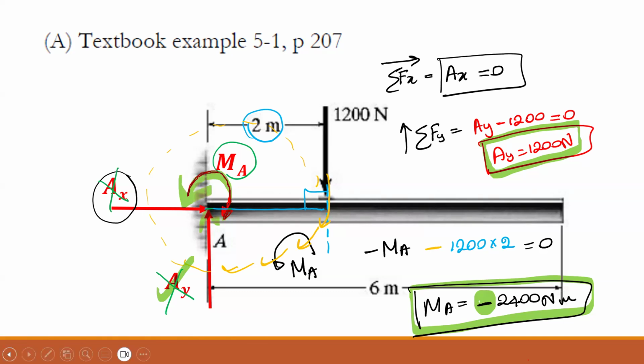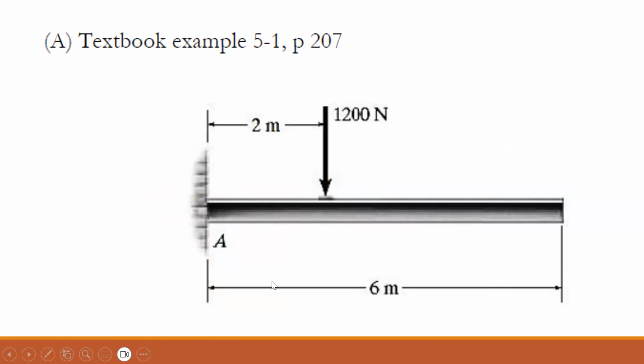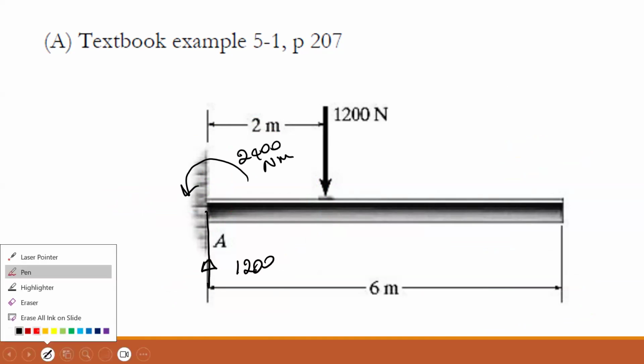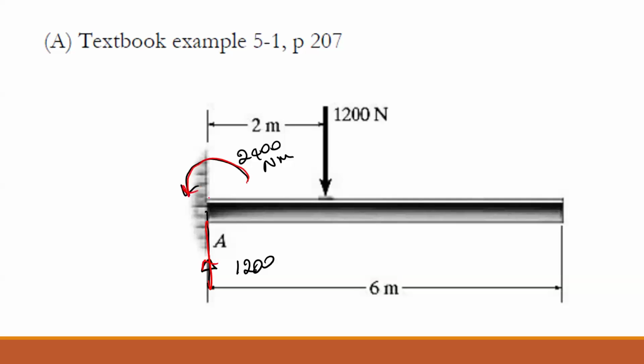So you can now say this one as 1200 and this force as 2400 Newton meters. So these are the two reactions. If you take the fixed support out, these are the support reactions. Support is providing these reaction forces to the beam. Does that make sense now? This is a very simple question. So I hope you are okay with this. Are we good?